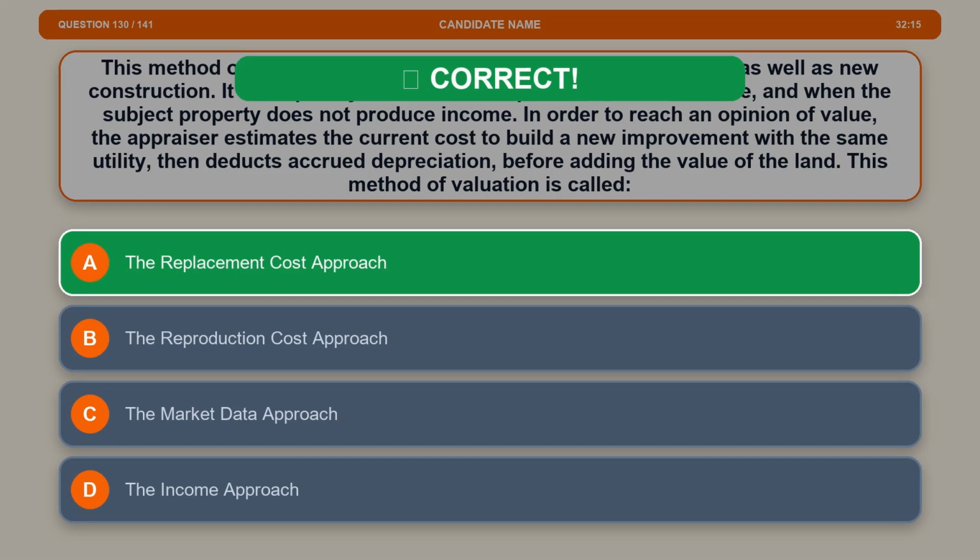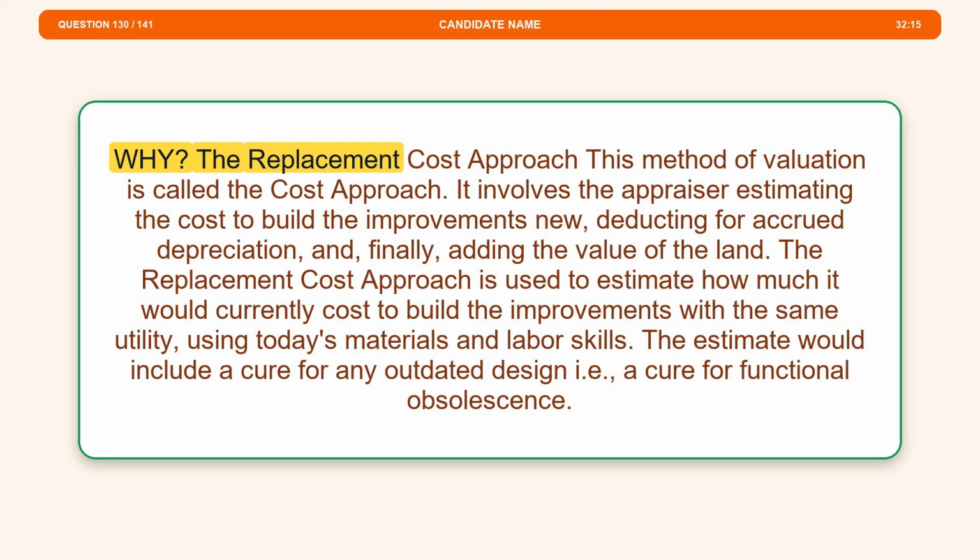The correct answer is option A, the replacement cost approach. This method of valuation is called the cost approach. It involves the appraiser estimating the cost to build the improvements new, deducting for accrued depreciation, and finally, adding the value of the land. The replacement cost approach is used to estimate how much it would currently cost to build the improvements with the same utility, using today's materials and labor skills. The estimate would include a cure for any outdated design, i.e. a cure for functional obsolescence.